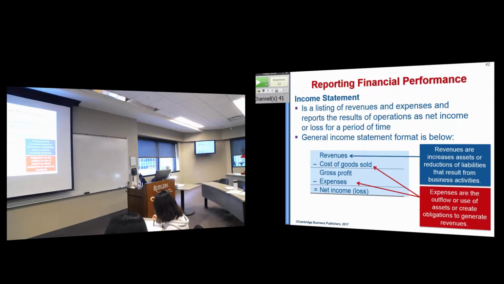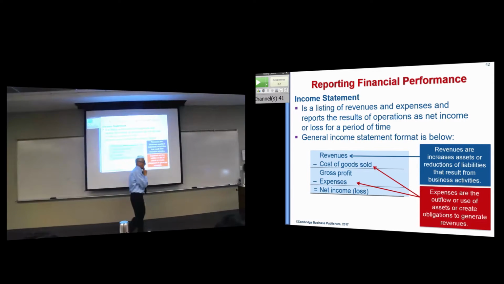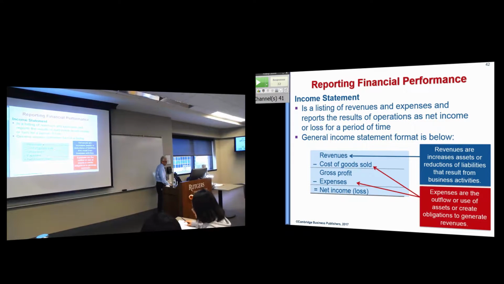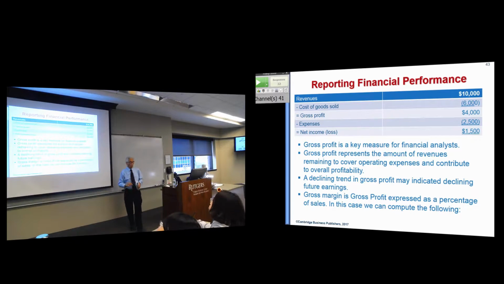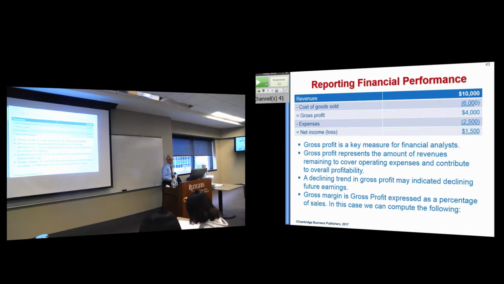The most important expense up there for a company that provides goods, retail or manufacturing that sells products, is the cost of goods sold. Because the cost of goods sold is, as we said, a key measure. It will affect the gross profit. The gross profit is critical also because that tells you the amount of revenue that you have available to cover your operating expenses and contribute to overall profitability. In this case, the gross profit is $4,000, and that is enough to cover your operating expenses.